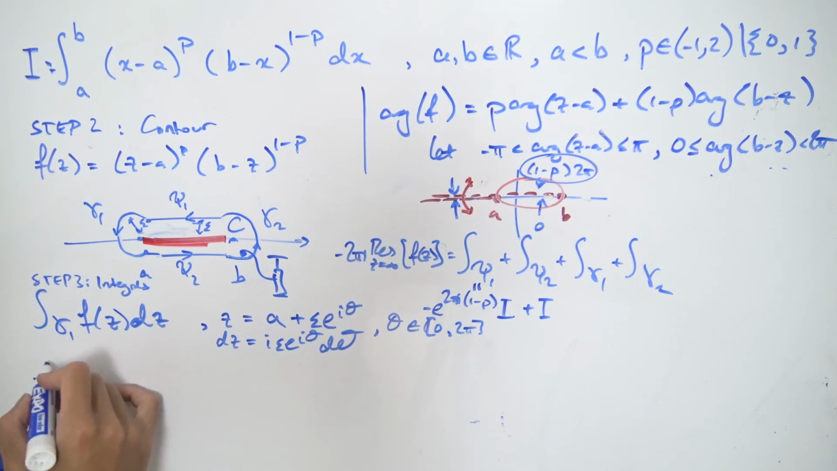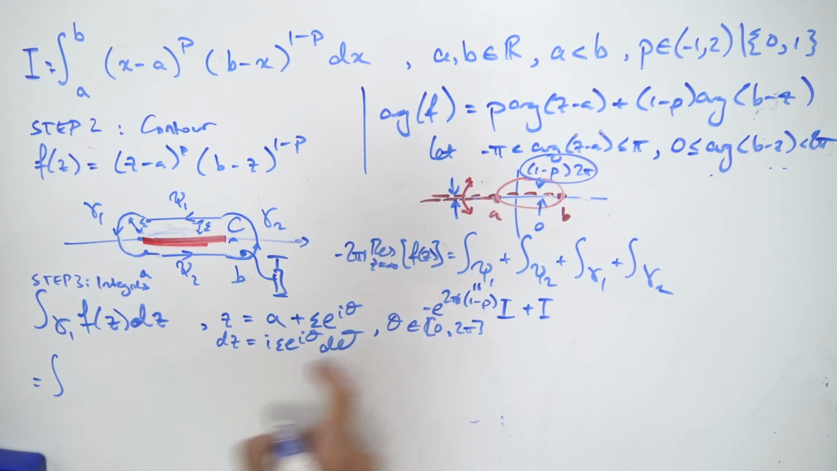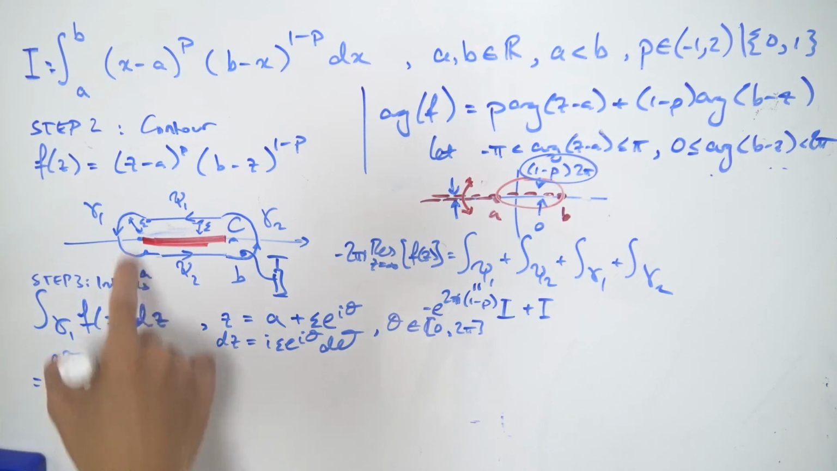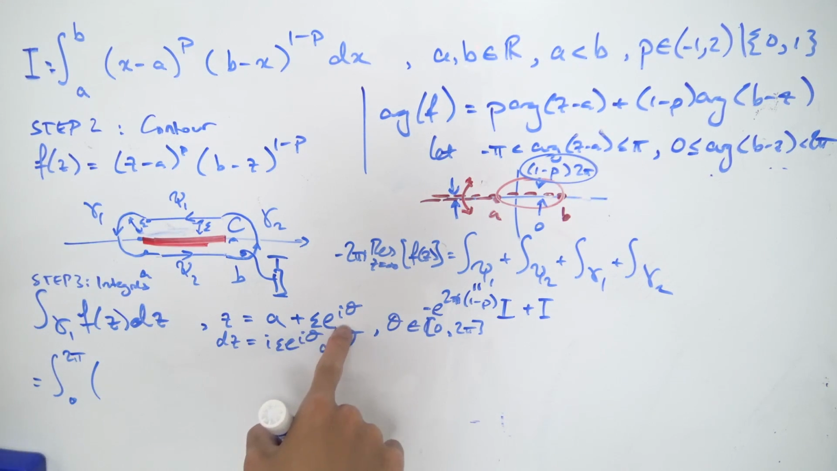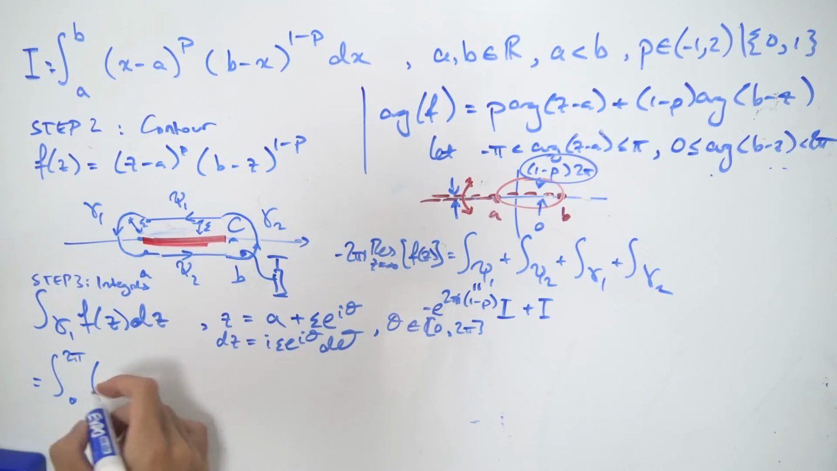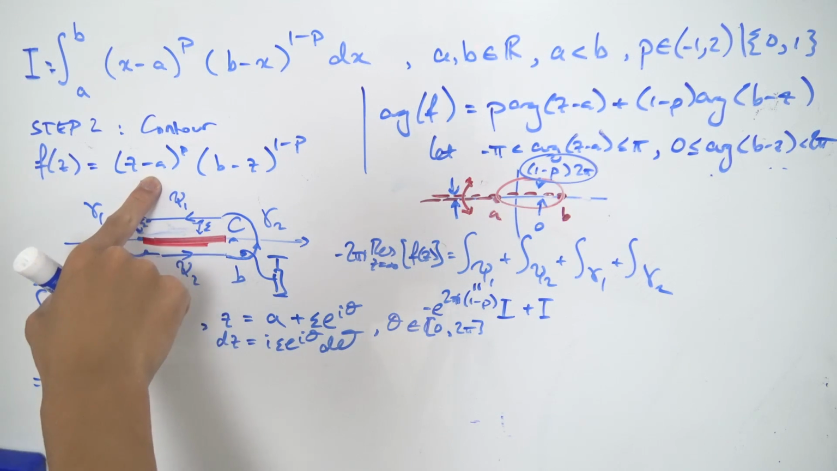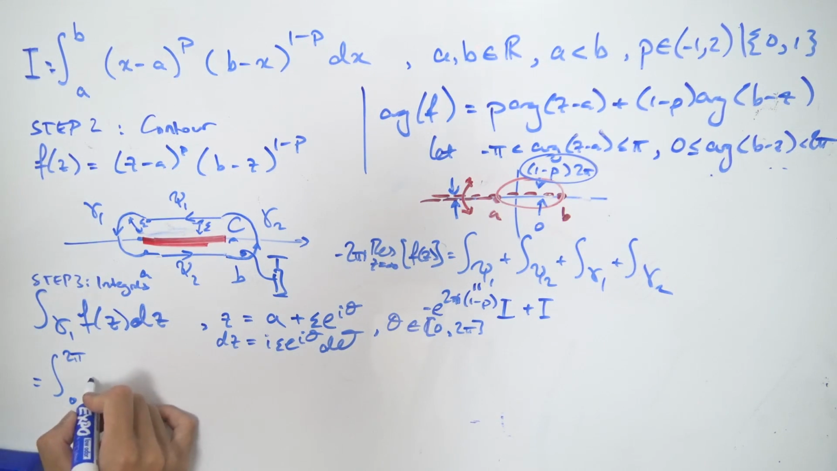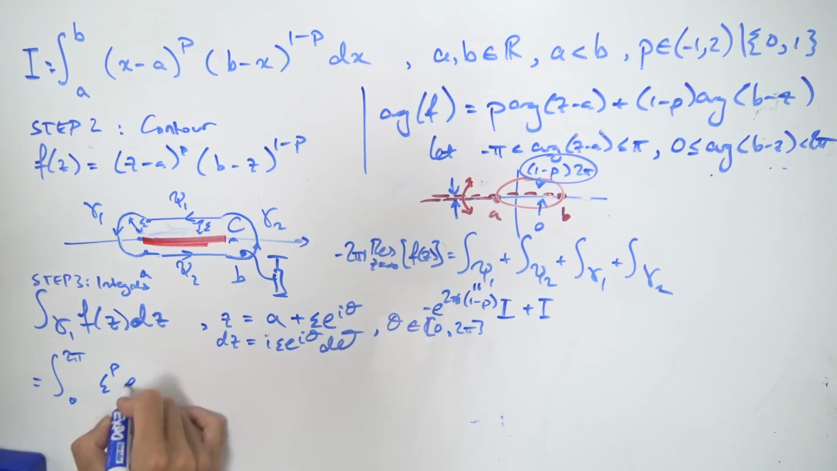So we're going to have now the integral from 0 to 2 pi. And now plugging a plus epsilon e to the i theta into these z's. Well, first of all, on this first factor, minus a and positive a will cancel each other out, leaving us with epsilon to the p, and then e to the i theta p on the inside.